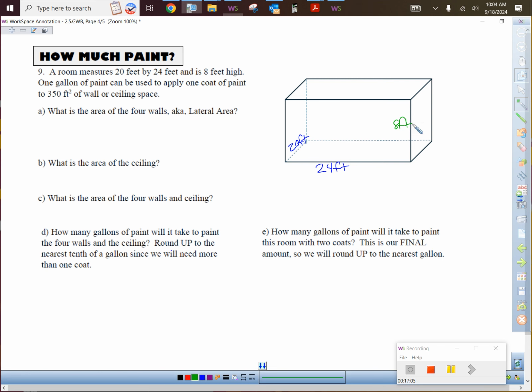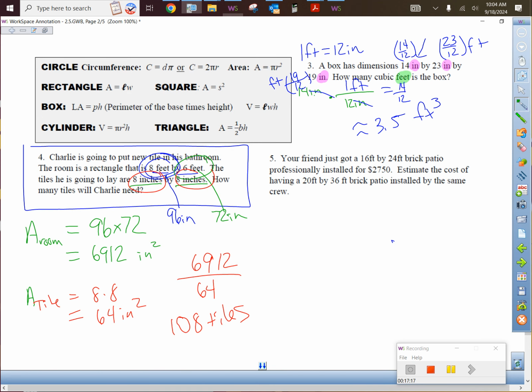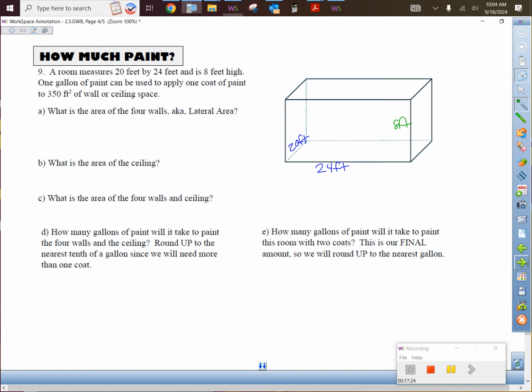So check it out. On the other page, I put a formula for you about lateral area of a box right here. I might have even typed it on this worksheet. But what we're going to do is figure that out the long way. It says, what is the area of the four walls, a.k.a. the lateral area? I misspoke. I said we're going to figure out the short way. Write this formula down for me.